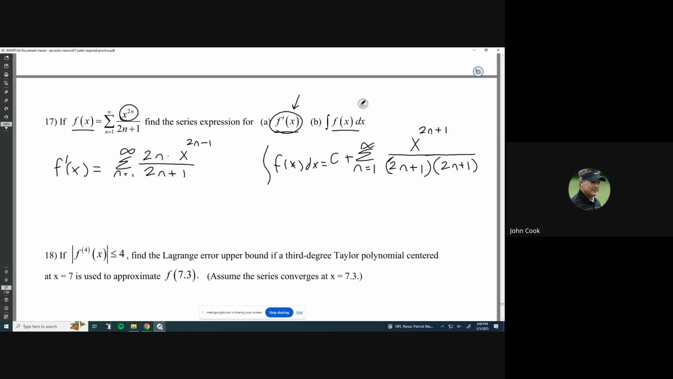There you go. That's the derivative and the antiderivative. And that's all the work that you need to do. Yeah, I know I can square this, but I'm not going to, because I can just leave it like that, and that's the answer. Okay, so there's number 17.